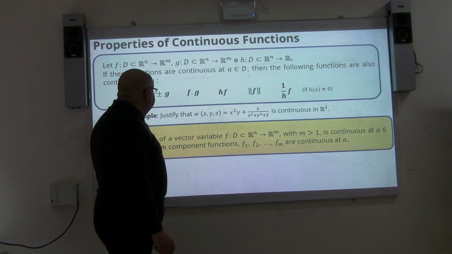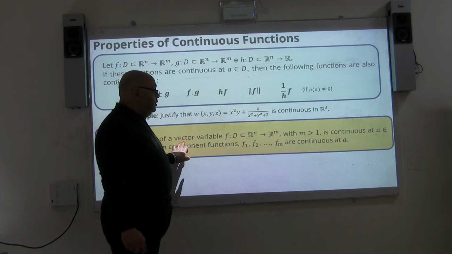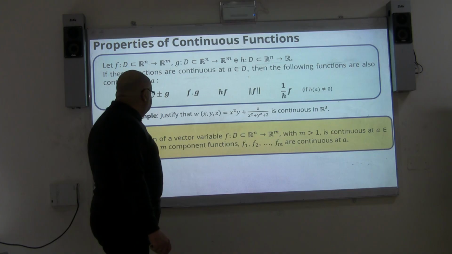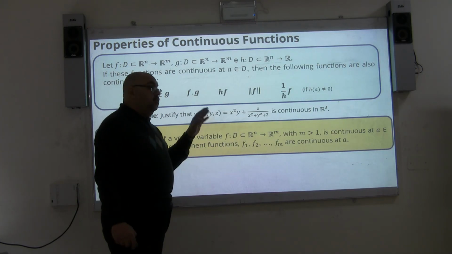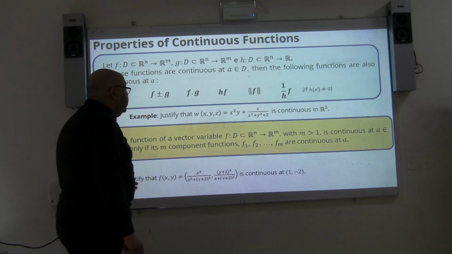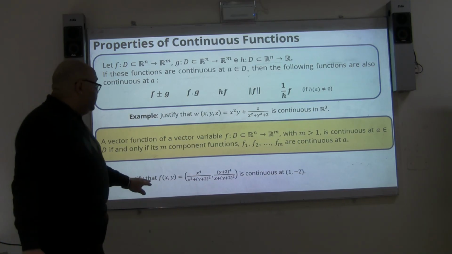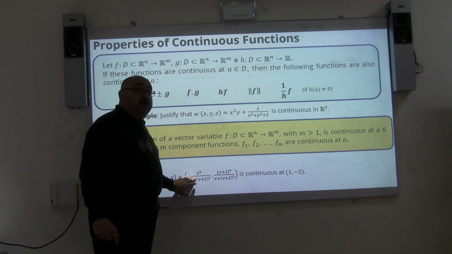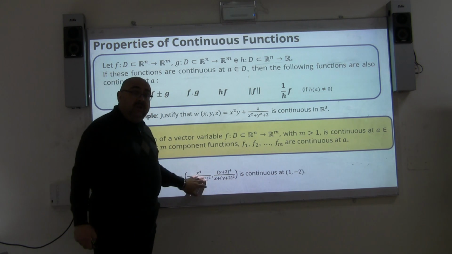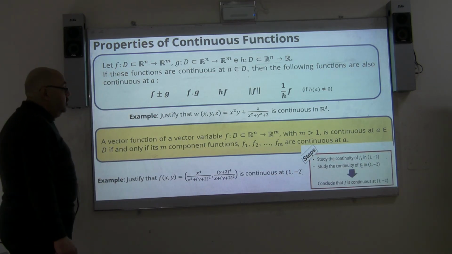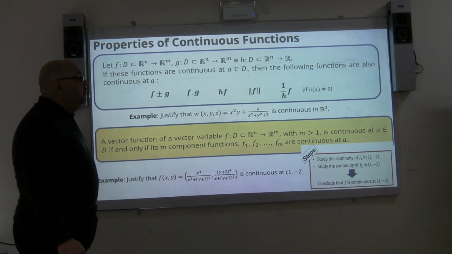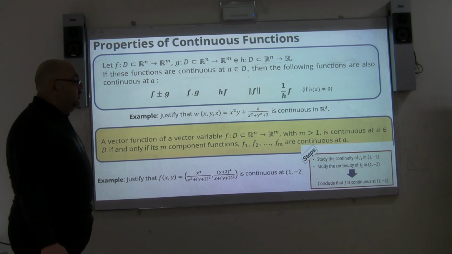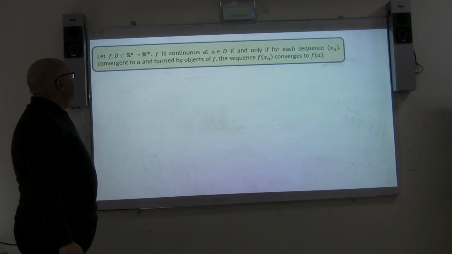Direct one. A vector valued function of a vector variable from Rⁿ to Rᵐ with m greater than 1 is continuous at A if and only if its m component functions are all continuous, and we already mentioned this previously. That's another example on the same point. In order to justify it is continuous, I will have to justify it is continuous on both branches for this function. Study the continuity of f1 at (1, −2), and the same is valid for the other function.